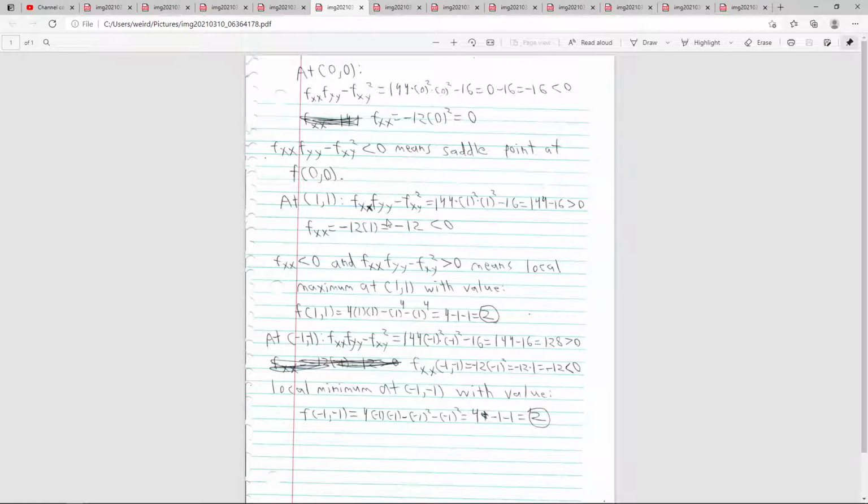At (1, 1), you get a positive value and a negative f_xx. So a local maximum with a value of 2, and the same at (negative 1, negative 1) gives you another local minimum. Oh no, it should be maximum, I misspoke. This is a local maximum, ignore that. Same value as 2, so it should make sense.